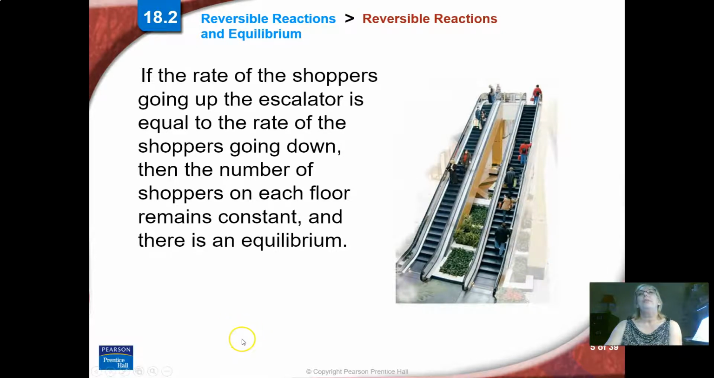It's just like when you go to the shopping mall, there's going to be some people going up the escalator and some coming down. In a chemical reaction, you have some reactants going that way and some products going back to where they started, going around and around and around. That's equilibrium.